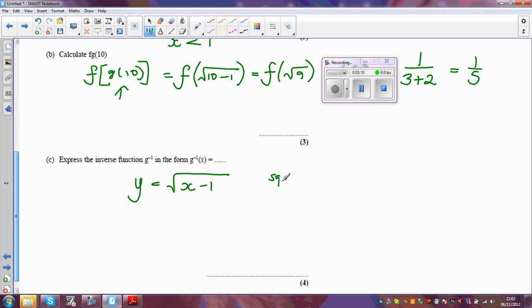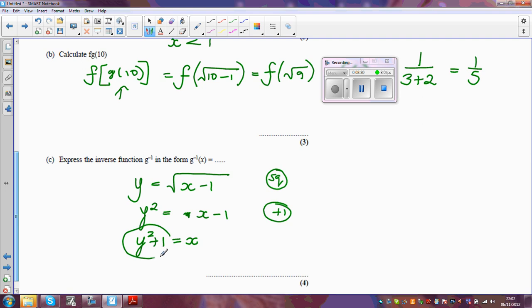So the first thing I'm going to do here is square both sides. So the left-hand side becomes y squared. The right-hand side now, the square root's disappeared, and we're just left with x minus 1. To get x on its own now, I just need to add 1 to both sides. So I get y squared plus 1 is equal to x.